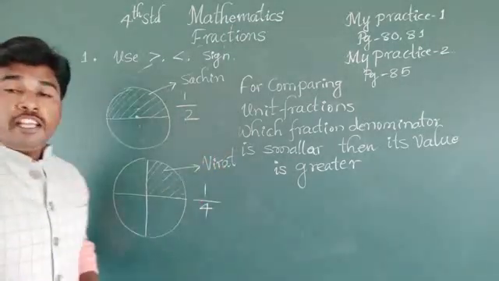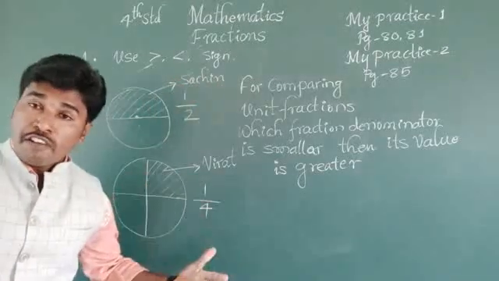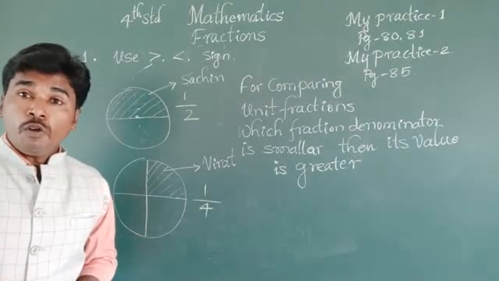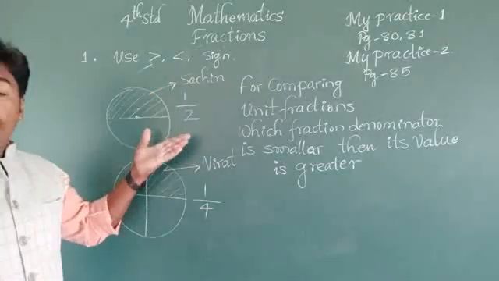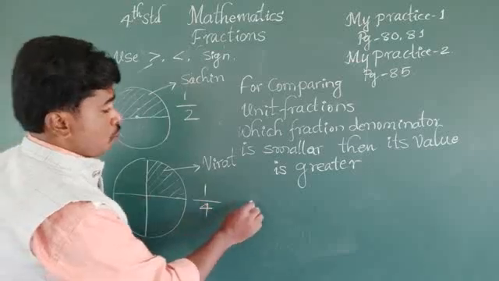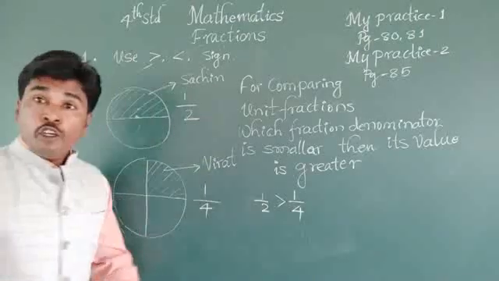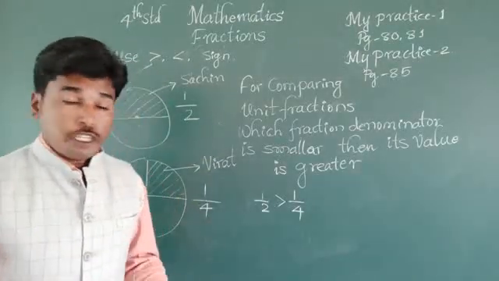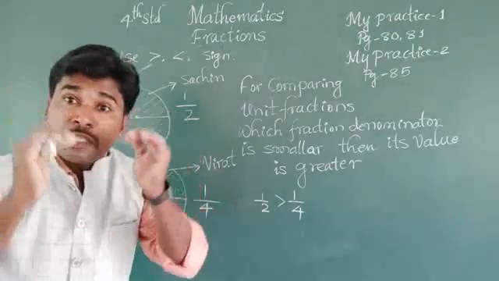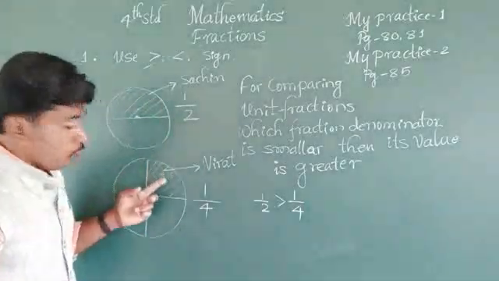Now you please tell, dear children, who got more chapati, Sachin or Virat? Sachin got more, because half is greater than 1 by 4. So 1 by 2 is greater than 1 by 4. While you compare unit fractions, whose denominator is smaller, its value is greater. So half is more than quarter.